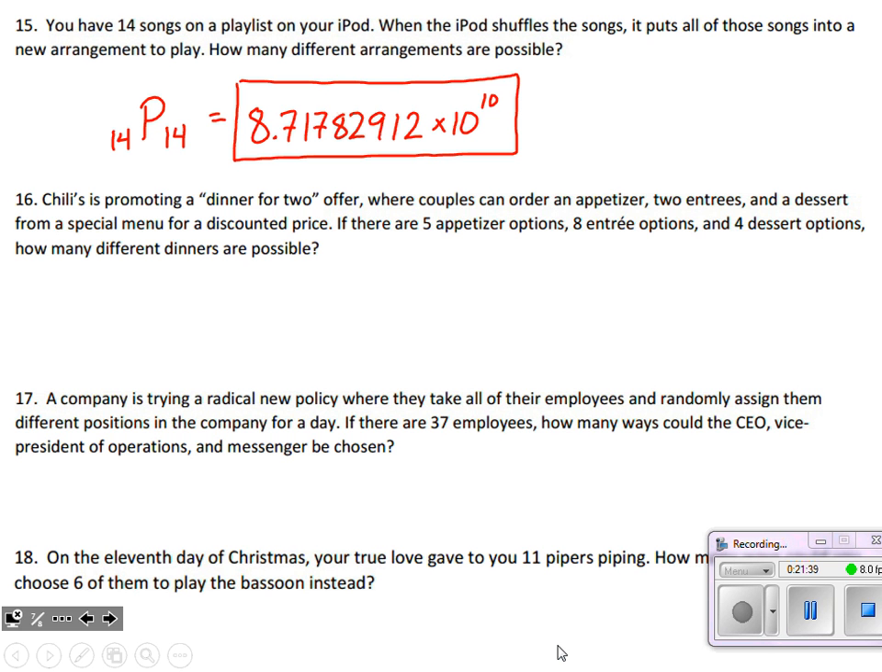All right, number 16, Chili's is promoting a dinner for two offer where couples can order an appetizer, 2 entrees, and a dessert from a special menu for a discounted price. If there are 5 appetizer options, 8 entree options, and 4 dessert options, how many different dinners are possible?